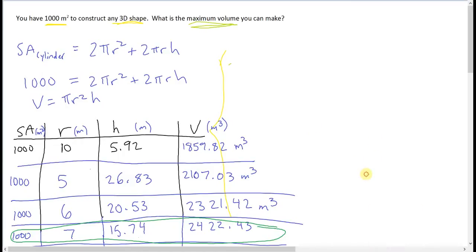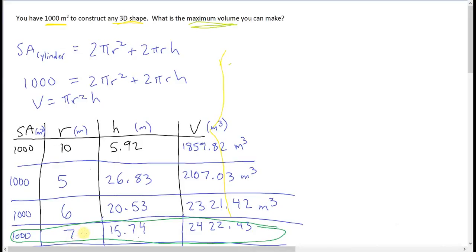In the last lesson, we were numerically trying to figure out the optimum volume of a three-dimensional shape. The shape had to have a surface area of 1,000 meters squared, and we were trying to figure out the best shape and the best dimensions, in this case the best radius and height of a cylinder, to get the biggest volume. And we figured out that a radius of about 7 and a height of almost 16 gave us the best volume.